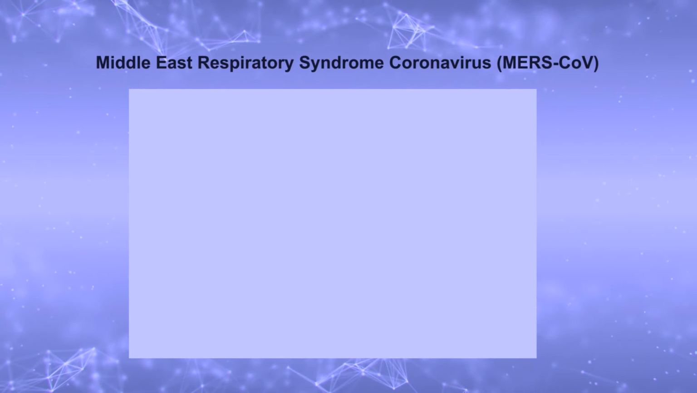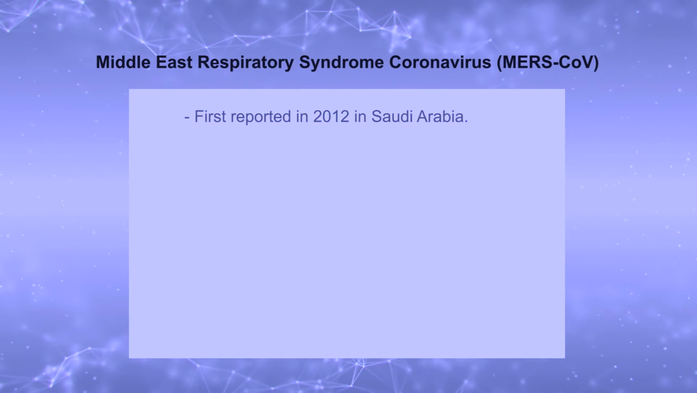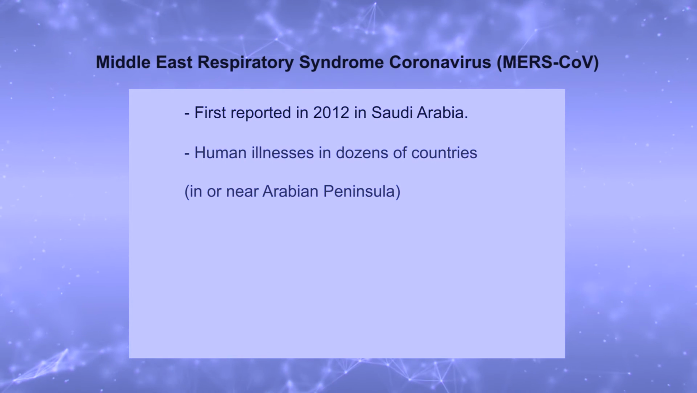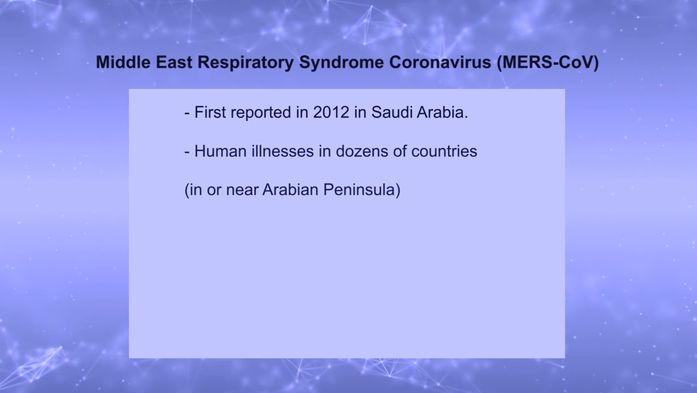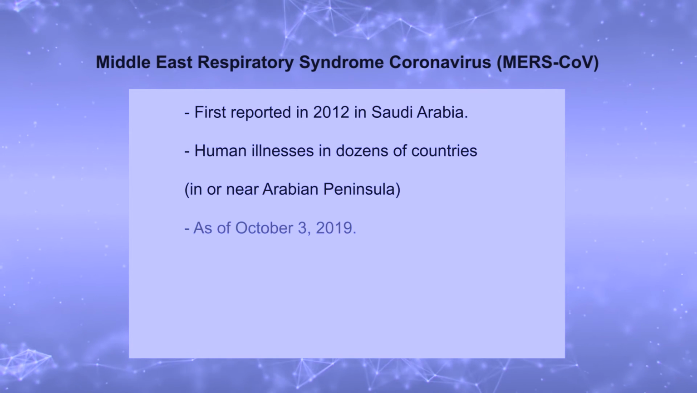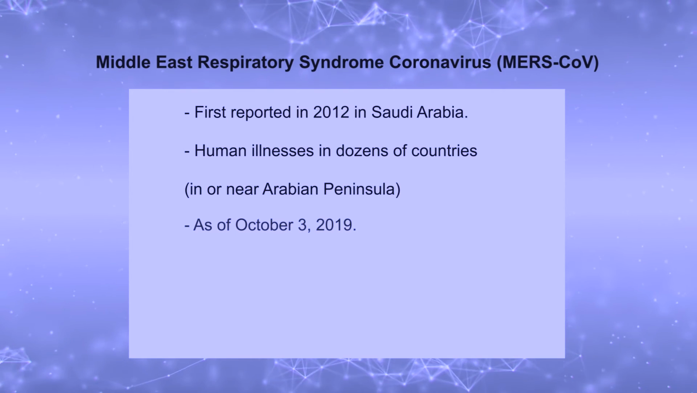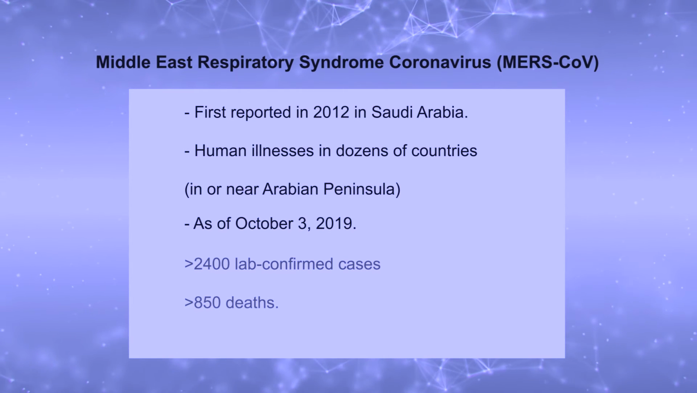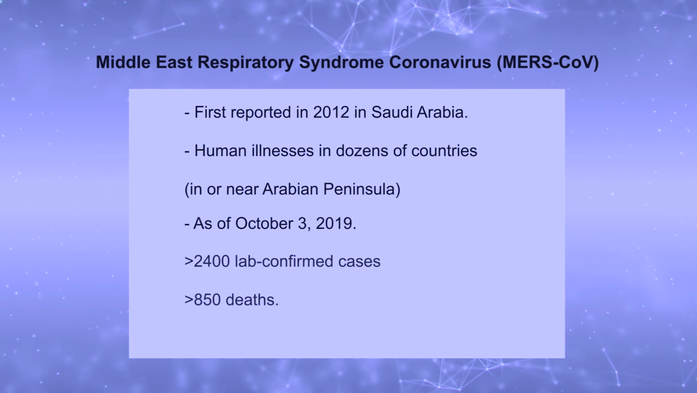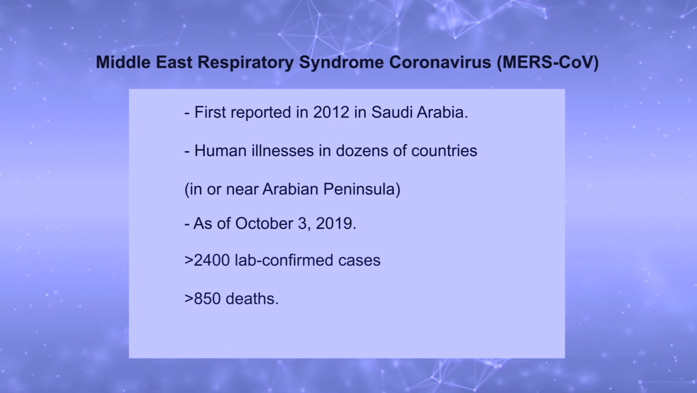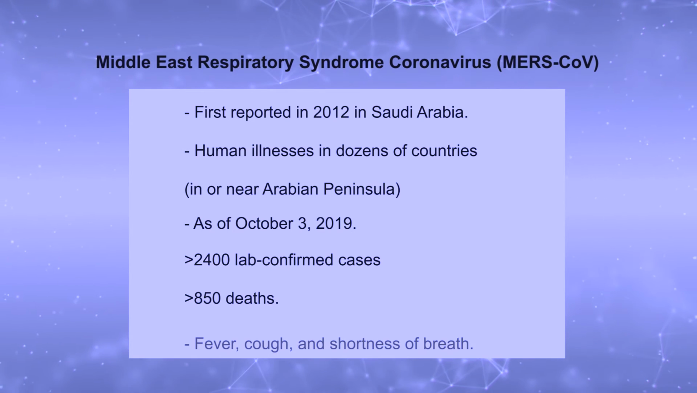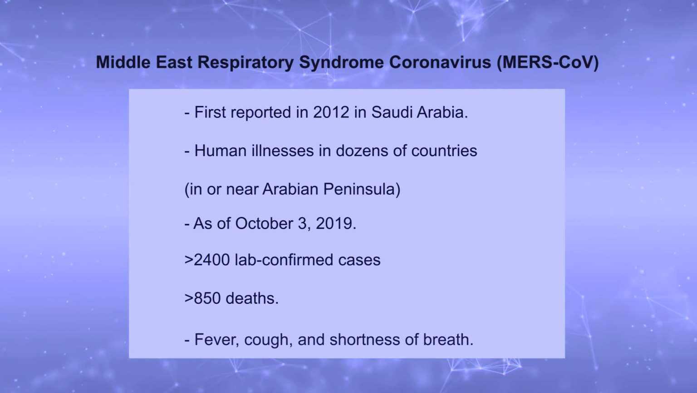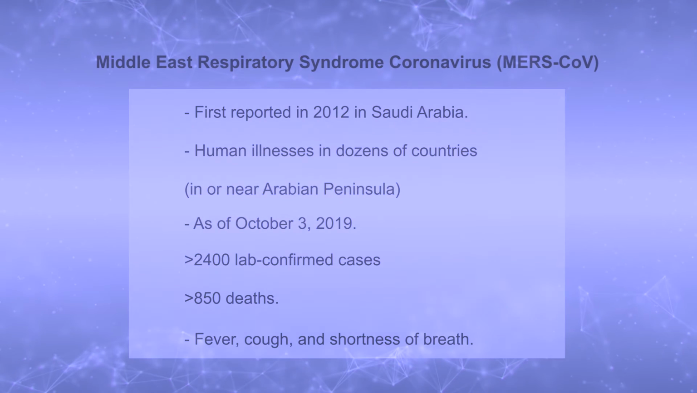In 2012, the first case of MERS coronavirus was reported in Saudi Arabia. It is believed to have come from dromedary camels. By October 2019, the MERS coronavirus had spread to dozens of countries in the Arabian Peninsula and the United States, causing 850 deaths from 2,400 lab-confirmed infections. The MERS coronavirus induces severe respiratory illness, including fever, cough, and shortness of breath.